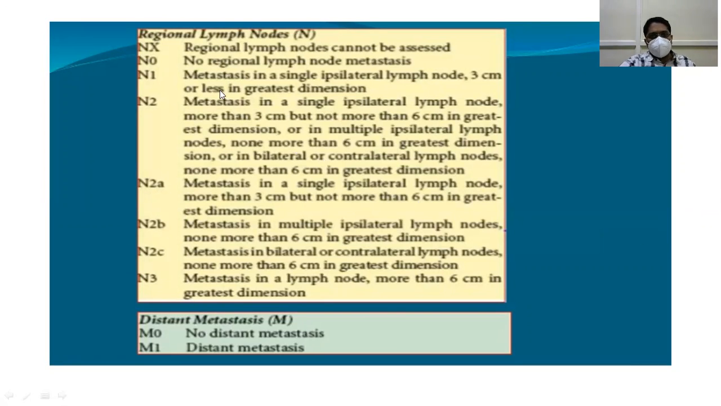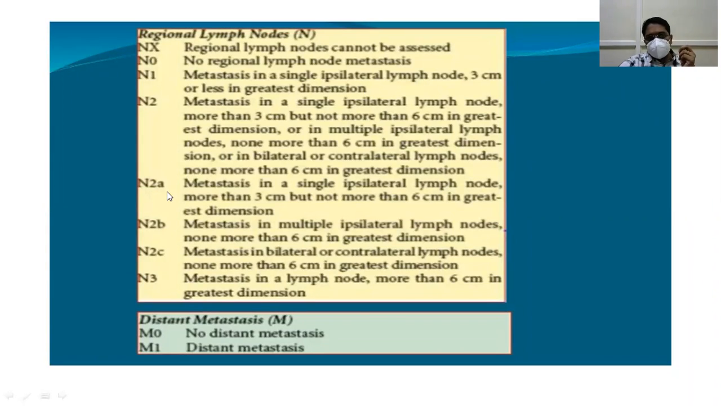N0 is no metastasis. Remember like this: in N1, lymph node size is less than 3 centimeters; N2 is 3 to 6 centimeters in greater dimension; in N3 it is more than 6. N0, no lymph node. N1 is less than 3. N2 is 3 to 6. N3 is more than 6. In N1 there will be a single ipsilateral lymph node. N1 is already single ipsilateral.